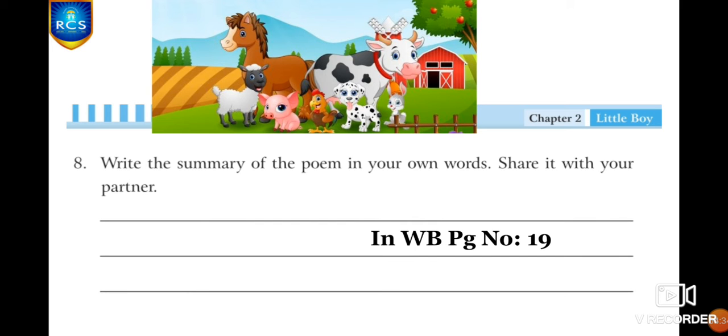And in workbook page number 19, 8th question, write the summary of the poem in your own words. You have to write the summary of the poem. What you have learned from this poem and what are all the things you have read in this poem, that you should write as a summary, right? You can write anything here, children. Whatever you learn from this poem, you can make it as a summary and write here. Clear?